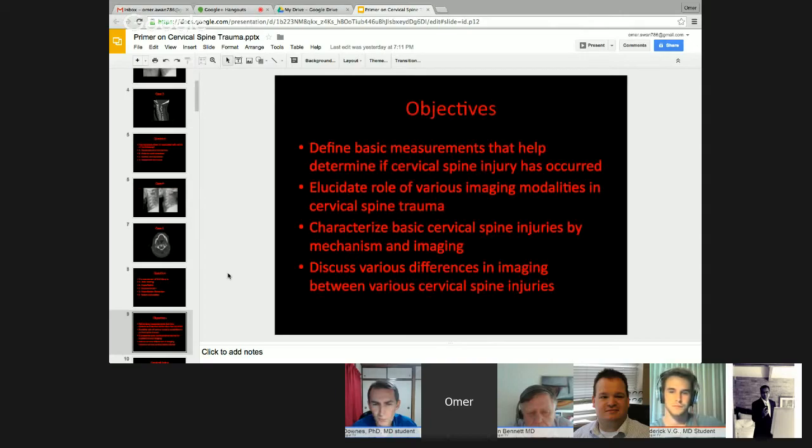So the objectives today are essentially: we're going to define basic measurements that help determine if a cervical spine injury has occurred. There's a ton of measurements that we typically use in the cervical spine based on radiography and CT, but we're only going to talk about the things that I think are the most important when assessing the cervical spine. We're going to elucidate the role of various imaging modalities in cervical spine trauma, particularly CT, radiography, and MRI, and their utility for diagnosing spine trauma. We're going to characterize basic cervical spine injuries by mechanism and imaging, and then finally we're going to discuss the differences in imaging between the different cervical spine injuries and how to differentiate those and come to a definitive diagnosis on what exactly is injured.